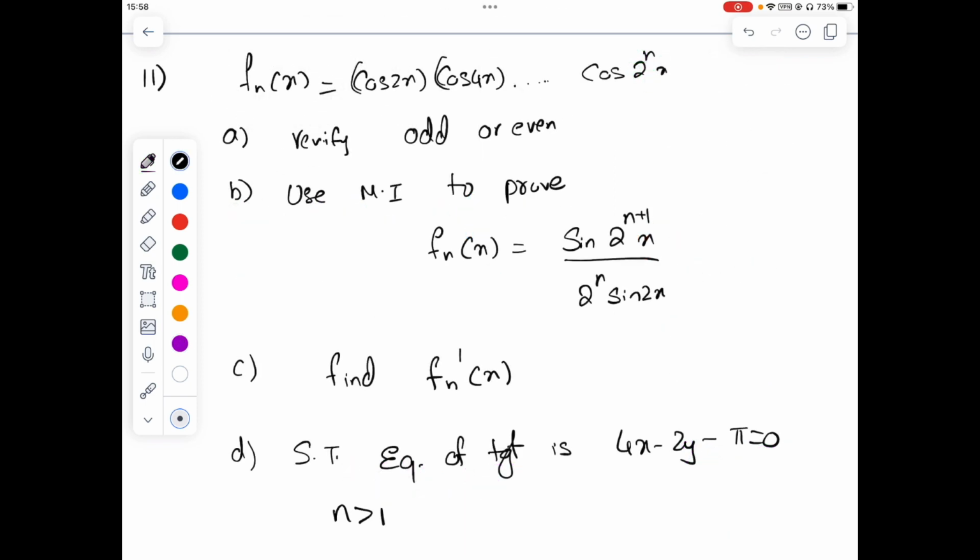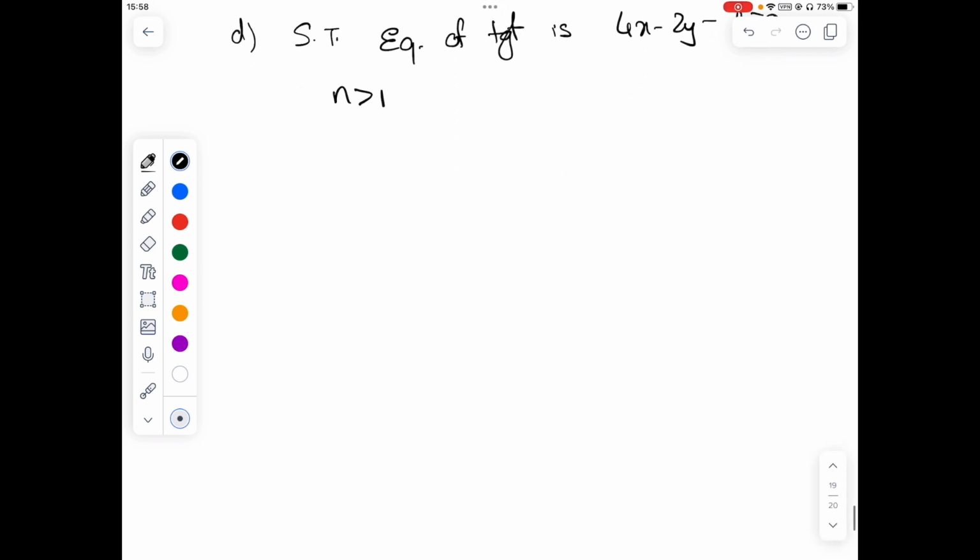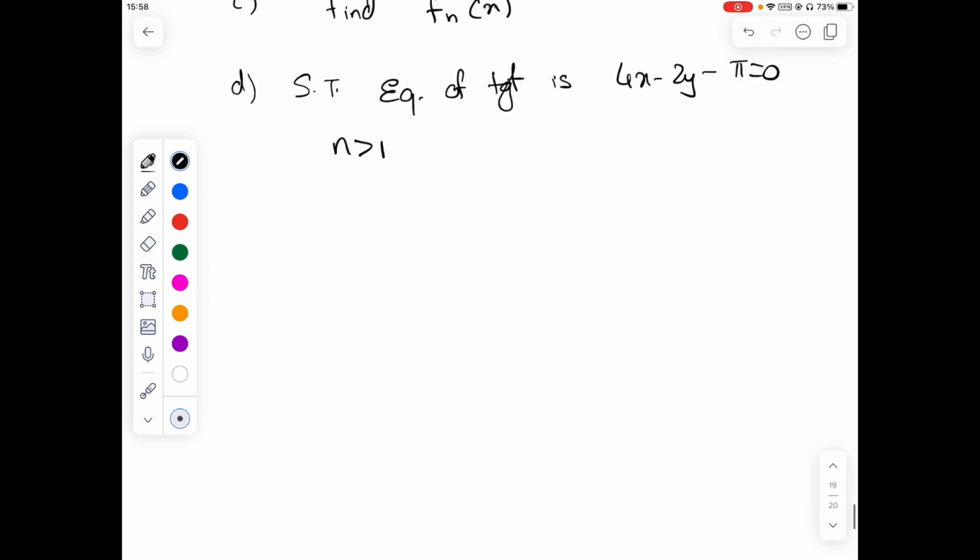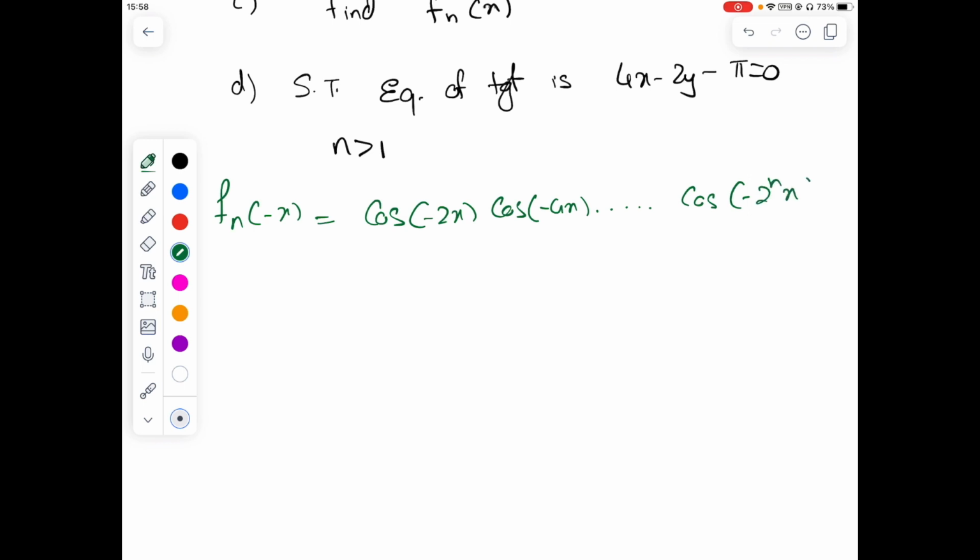Coming to question number 11, verify whether this function is an even function or an odd function. For verifying whether the function is even or odd, we have to plug in negative x. When I plug in negative x, it becomes cos of negative 2x times cos of negative 4x and so on, cos of negative 2 power n x. So we know that cos of negative x is nothing but what? Cos x itself.